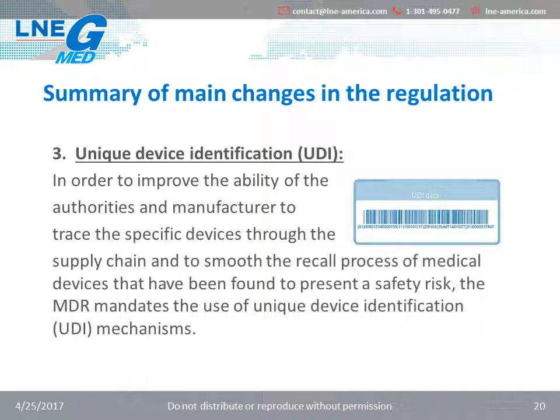To continue with the summary of main changes in the regulation, the third change in the regulation is having unique device identification, UDI, in order to improve the ability of the authorities and manufacturer to trace the specific devices through the supply chain and to smooth the recall process of medical devices that have been found to present a safety risk.